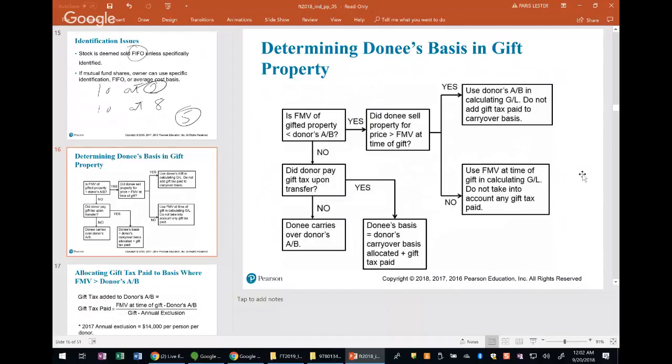Now, the gift basis gets pretty technical. Is fair market value of gift less than donor's basis? If yes, probably no. Well, let's see. Is fair market value of the gift less than donor's basis? Probably no. Did the donor pay gift tax? Probably no. So then you have the donor's basis. So most of the time it's the donor's basis when you sell property that was given to you. But now it can be the fair market value on the date of the gift, and we'll try to work that out in problems.